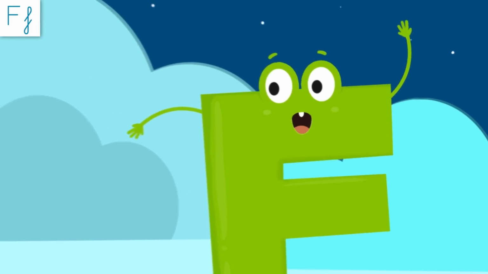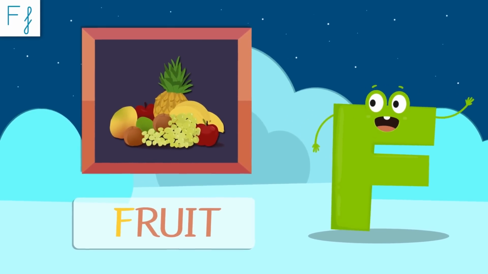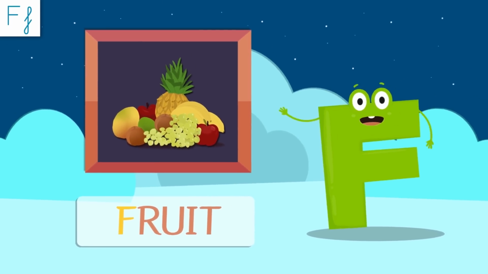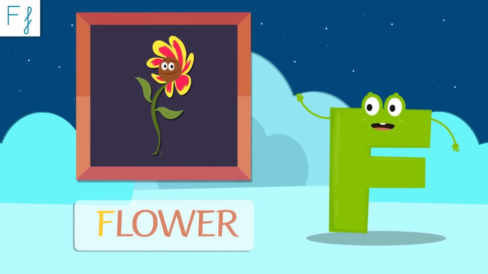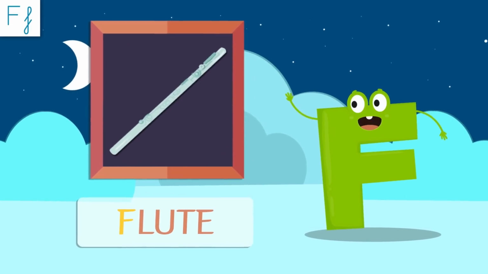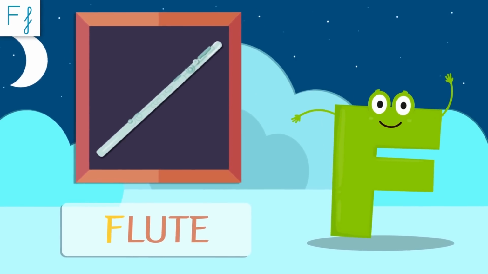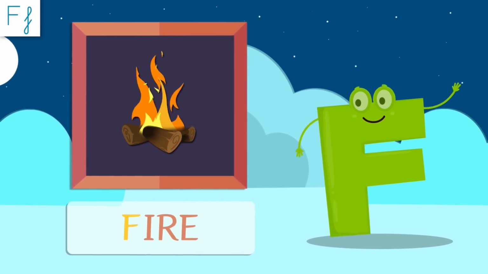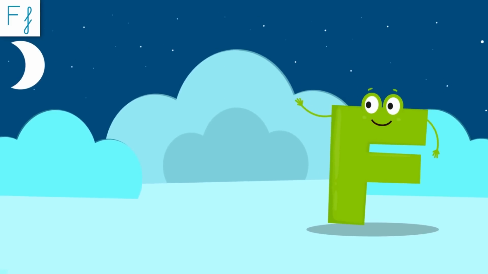Now let's look at the words I'm in. The first letter in the word fruit is F. Yum! Fruits are fantastic! Flower also starts with an F. I love the smell of fresh flowers. What about flute? What letter does it start with? F. Feel the music. Fire is another one. It starts with F. Okay, enough work. Let's start that beat.